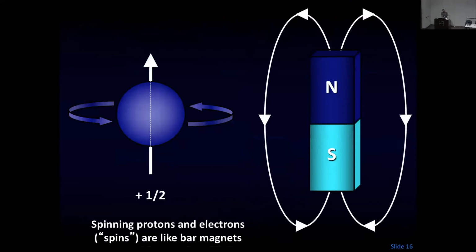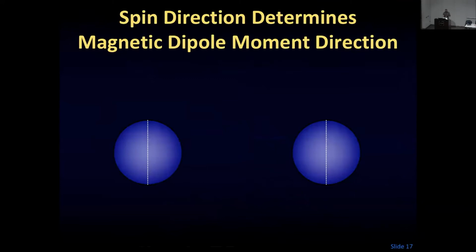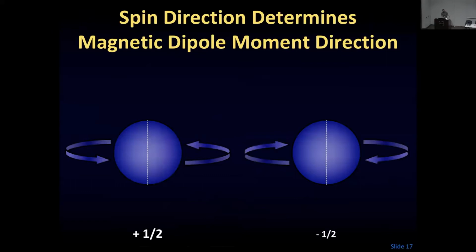Because of this magnetic dipole moment, we can think of protons or spins as being bar magnets that have a north pole and a south pole with magnetic field lines as illustrated on this slide over here. Now, the spin direction, positive 1/2 or minus 1/2, determines the direction of the magnetic dipole moment. So if the spin is positive 1/2 or minus 1/2, the magnetic dipole moment will either point up or point down, respectively. So far, so good.